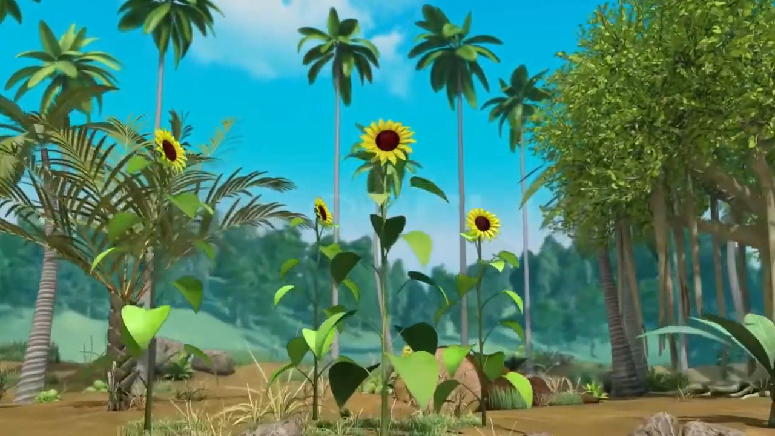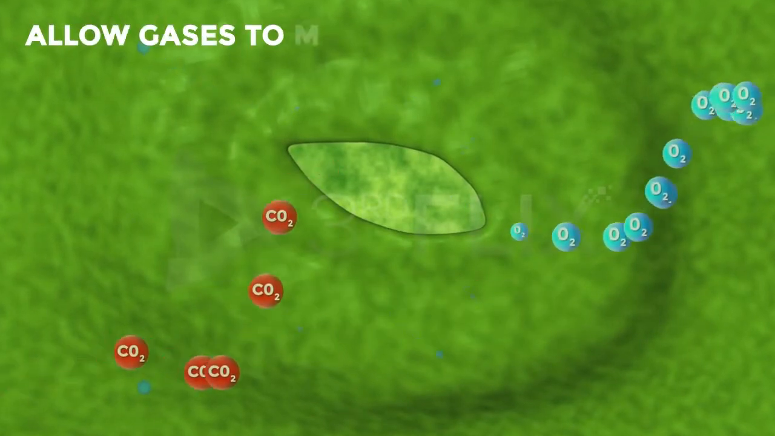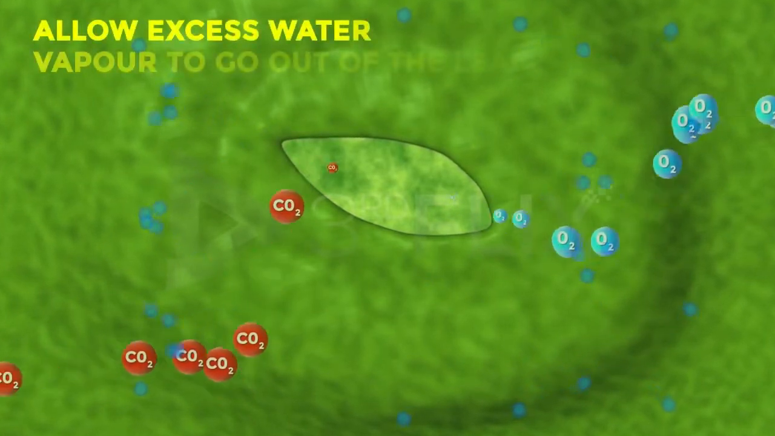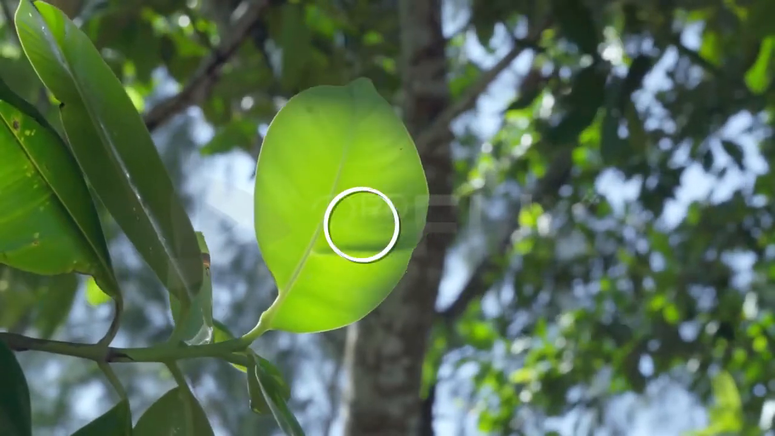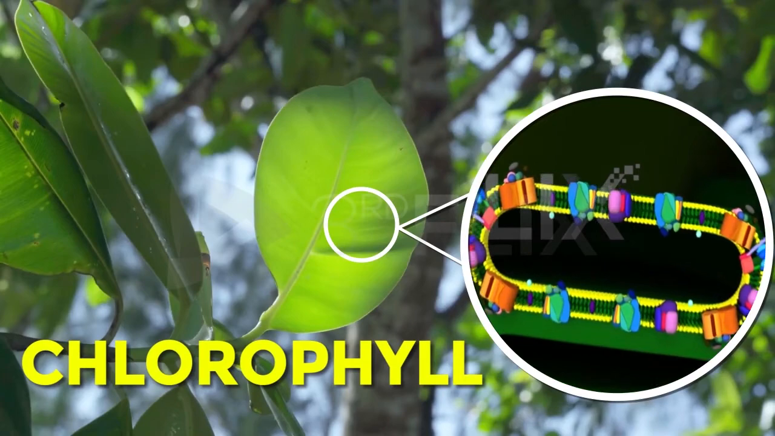There are minute pores on the surface of the leaf, which are called stomata. The stomata allow gases to move in and out of the leaf. They also allow excess water vapor to go out of the leaf. The leaves of plants contain a green-colored pigment called chlorophyll. It absorbs energy from the sunlight.